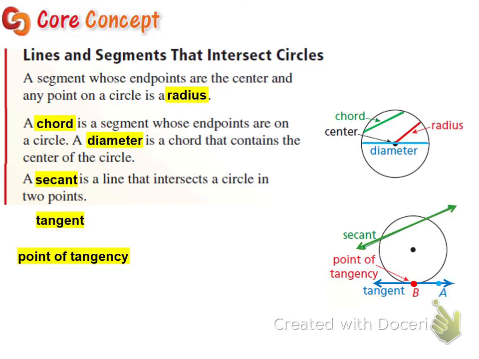And then the point of tangency is the point where the tangent line touches the circle. So the point of tangency, you don't have to define it. You just point at it. It's pretty simple to figure out. It is the point where the line touches the circle.